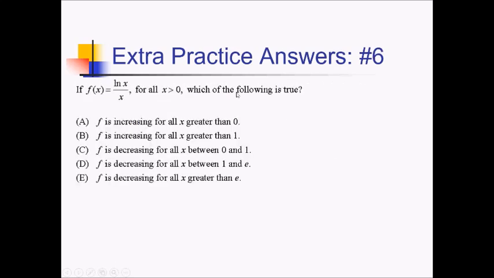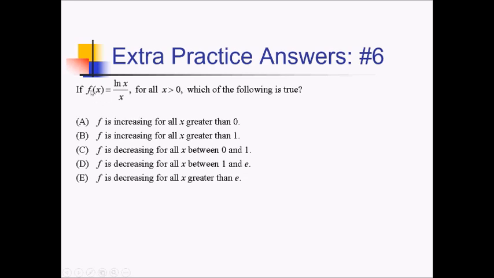For this problem, we're given the function ln of x over x for x greater than 0. We want to know which of the following is true. So we're talking about increasing versus decreasing. So to talk about this, I need to talk about f prime and where that's positive and negative.